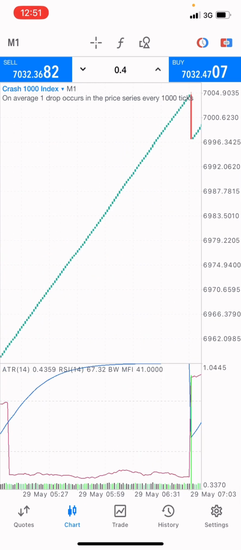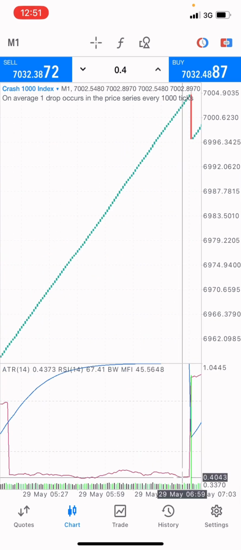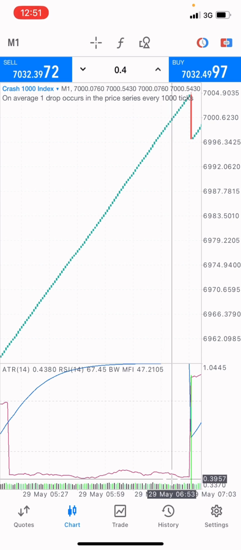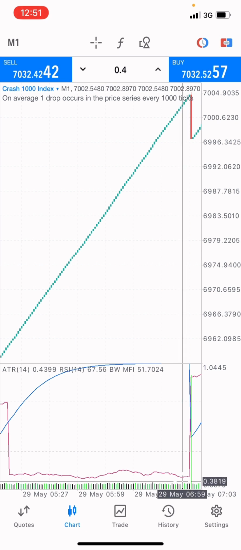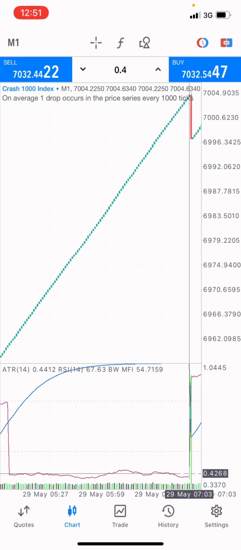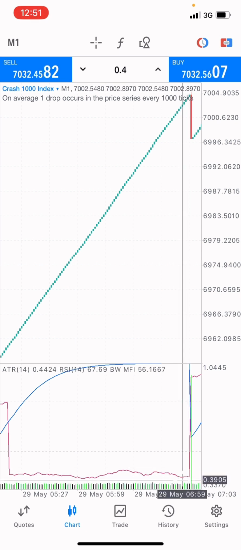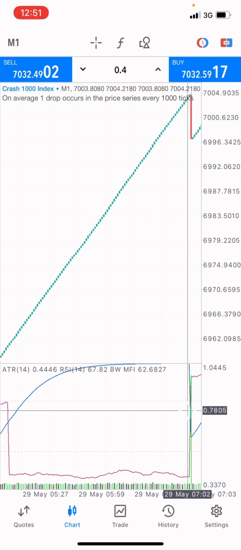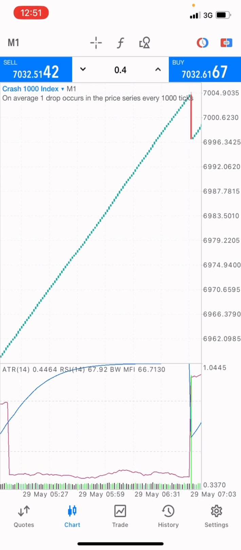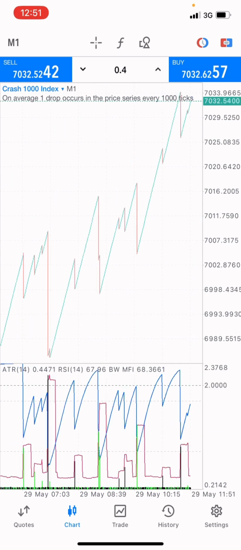Okay, at this very point, you notice that it went down. Then right here there was a spike, right? And this blue line crosses the red line and there was a spike.